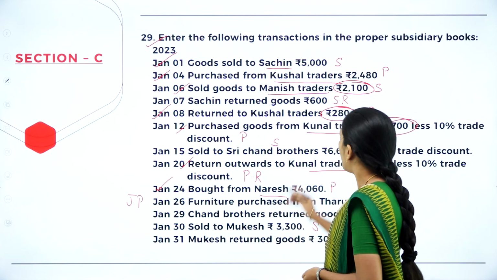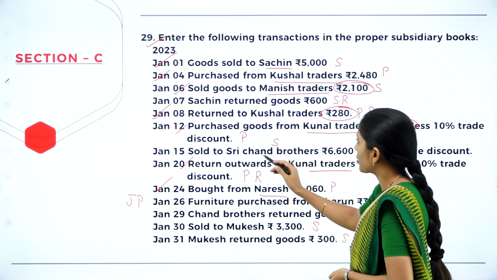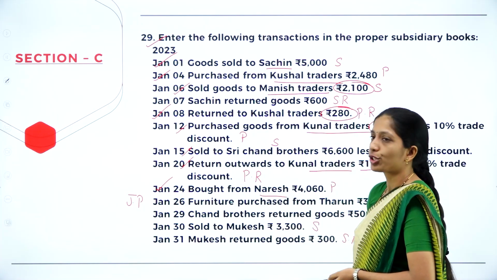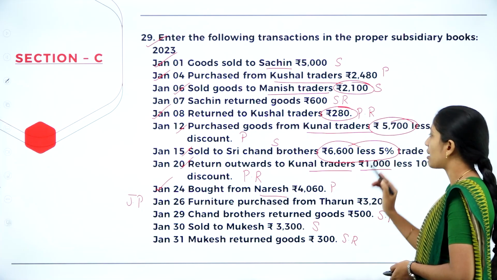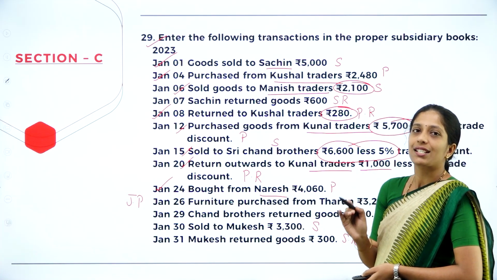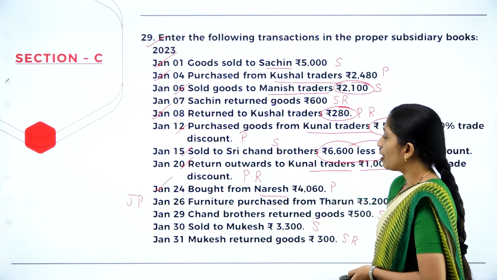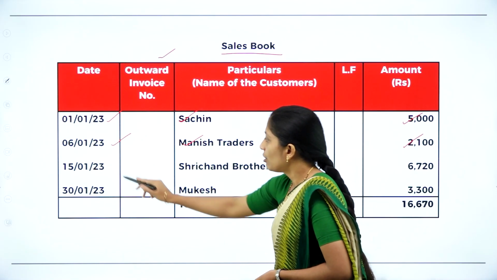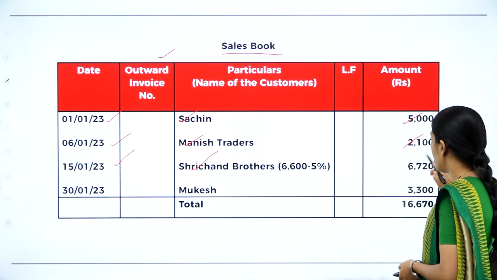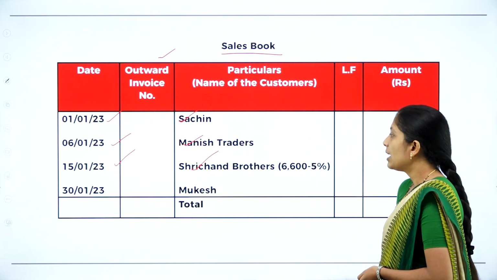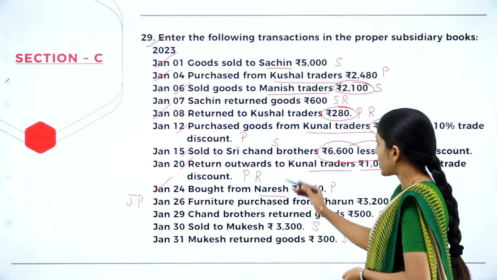And the next transaction is Jan 15, sold to Sri Chand Brothers, and the amount is 6,600 and we have a trade discount of 5%. So 6,600 minus 5%. Okay, so let's see how we have recorded. 15th, Sri Chand Brothers, 6,600 minus 5%. So it is 6,720.